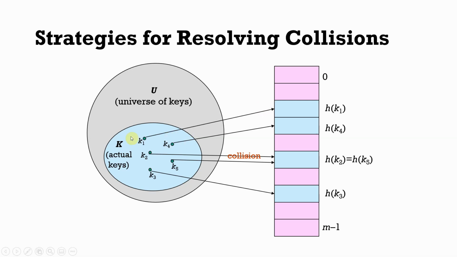So we have collisions for K1, K2, K3, K4, K5. K1 is going to be here, K2 here, K3 here, K4 here, K5 here. And if you are searching for K5, we have to start from here and do many comparisons, and it's going to be in the order of n.